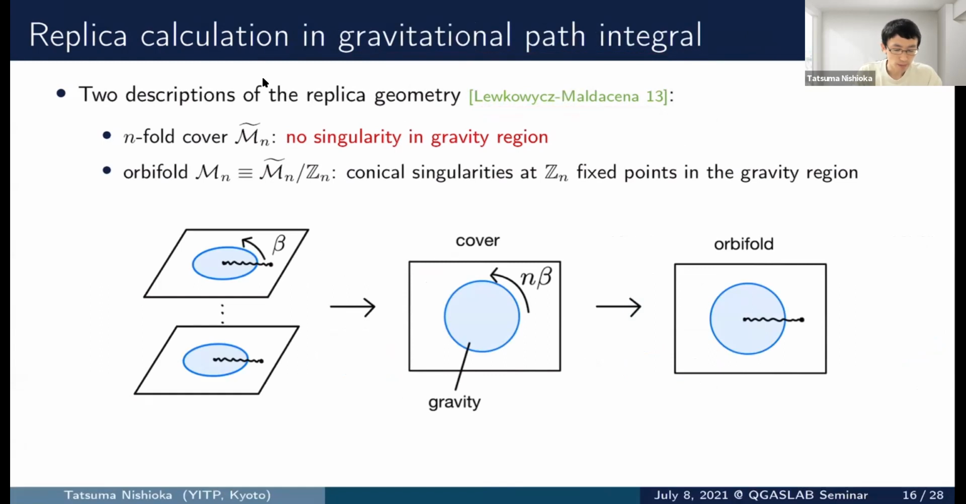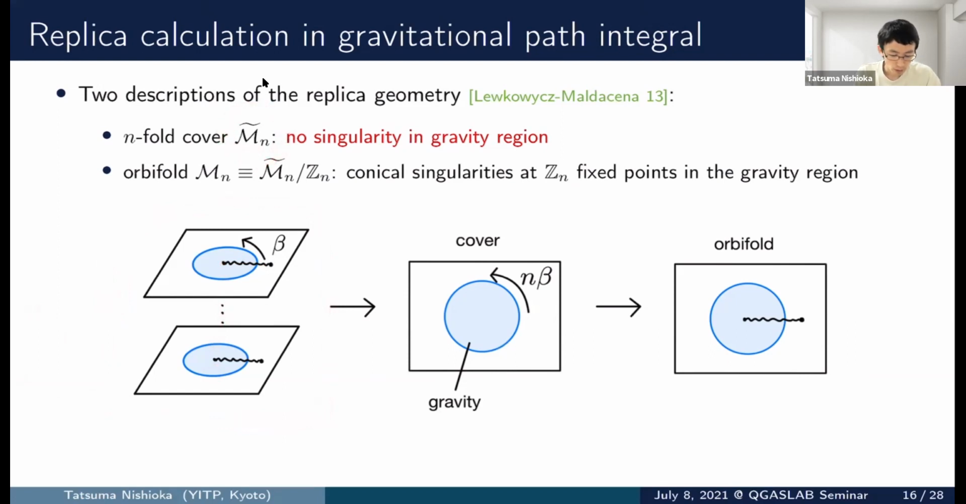So to apply the replica trick, you first set up the replica geometry. I explained the replica trick in quantum field theory without gravity, but the story doesn't change even in the presence of gravity. So you basically prepare n copies of space-time, which are glued cyclically. So this is the n-fold cover, M_n tilde. So this is the cover.